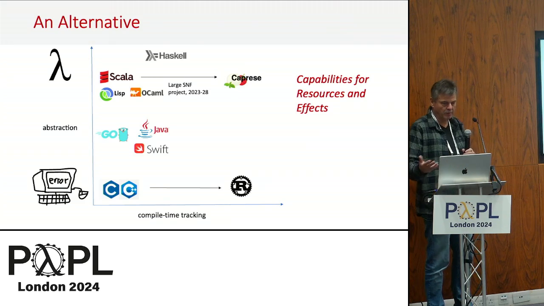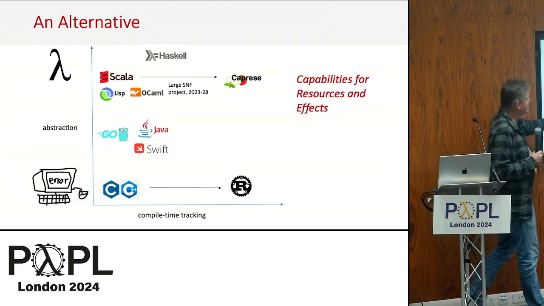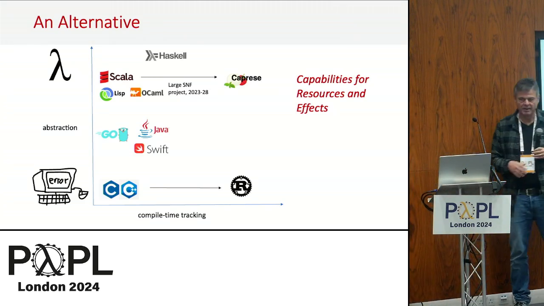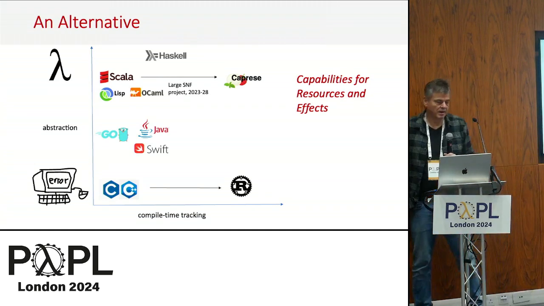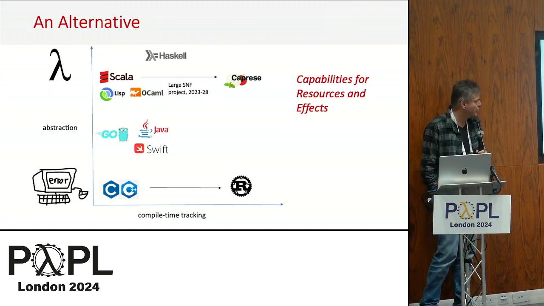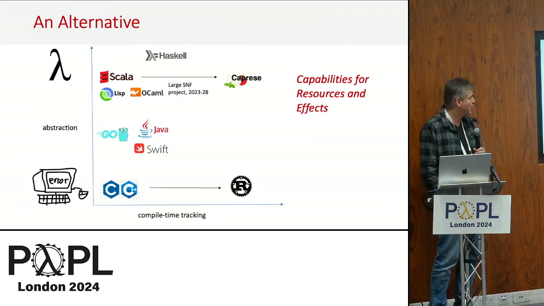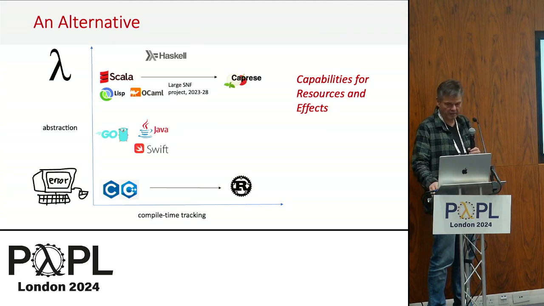And what we have here is another entry in this space, which is called Capres. Capres is an acronym for Capabilities for Resources and Effects, and that's a project that we started last year, and it's going to take 5 years. It's a large SNF project, which we're working on. So I'm going to talk a little bit about that.